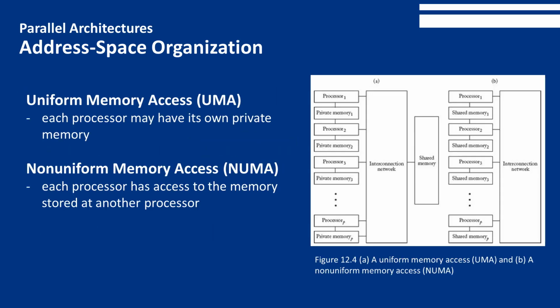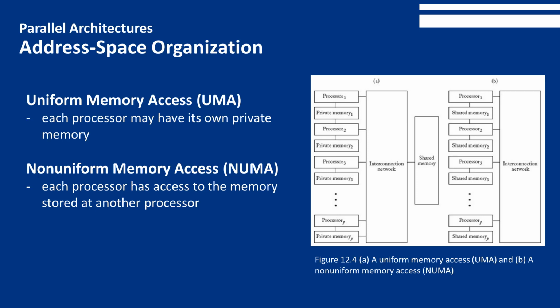Figure 12.4a depicts a shared address space architecture, in which the time it takes each processor to access any word in memory is the same. Such a computer is called a uniform memory access computer. In a UMA computer, each processor may have its own private memory. As shown in Figure 12.4a, this private memory is used only to hold local variables necessary for the processor to carry out its computations. None of the actual input to the algorithm is in the private area.